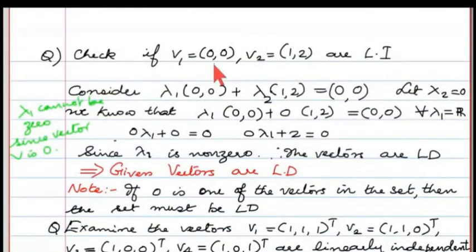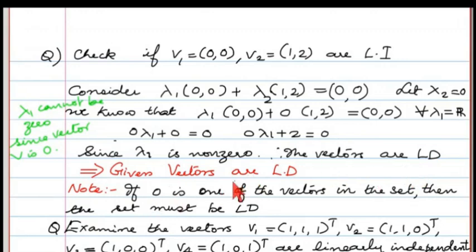Check if v1 = (0, 0) and v2 = (1, 2) are linearly independent. So we need to consider the equation lambda 1 (0, 0) plus lambda 2 (1, 2) equal to (0, 0). Let lambda 2 equal to 0, then we have to find lambda 1 for all lambda 1 in R. Equating the components, the first component gives 0 lambda 1 plus 0 equal to 0, and the second component gives 0 lambda 1 plus 2 equal to 0. Since lambda 1 is non-zero, the vectors are linearly dependent.